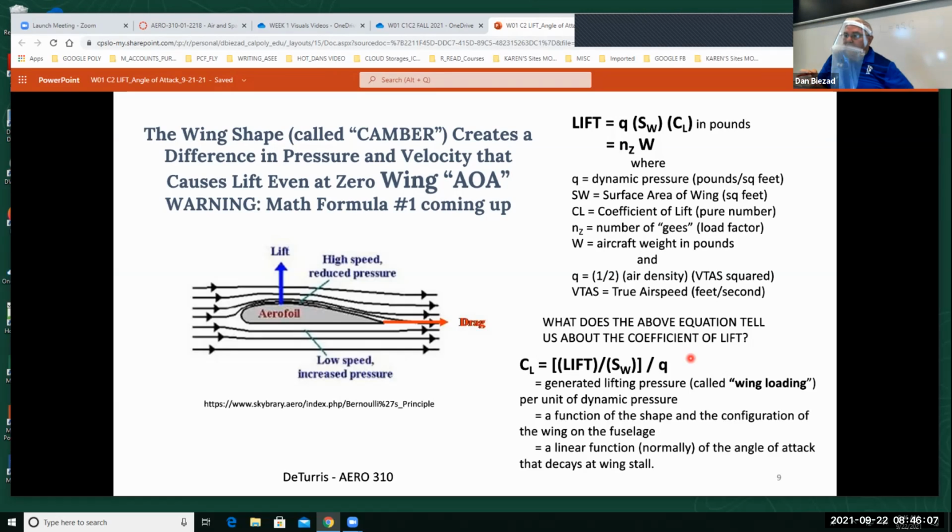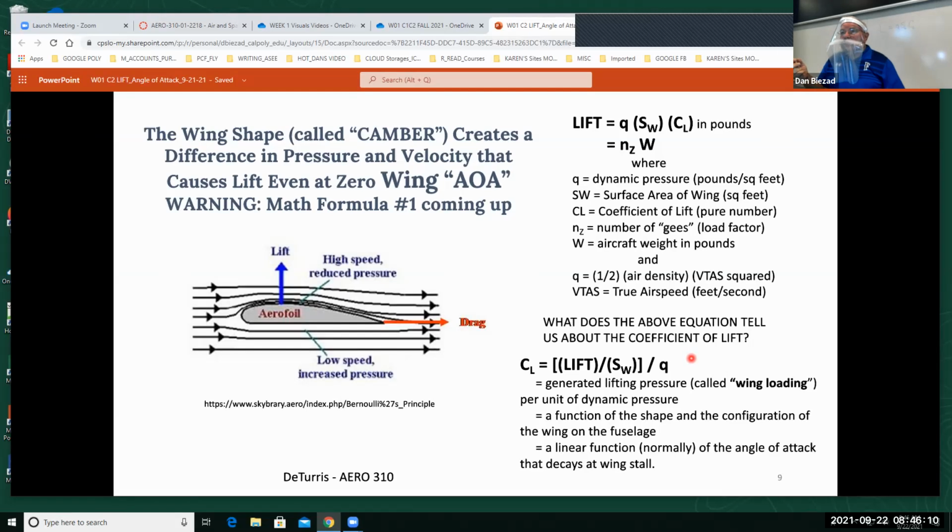So typically C sub L has a value of 1 when you're generating enough lift to match the dynamic pressure coming in. You'll have a C sub L of 1, and that's going to be an angle of attack of around 10 degrees because C sub L and angle of attack are tied together. This formula works for sailboats just as well as it does for airplanes. You can see that this is a pure number then. It has no units because there's pressure on the top, pressure on the bottom. They cancel, so C sub L is a pure number.